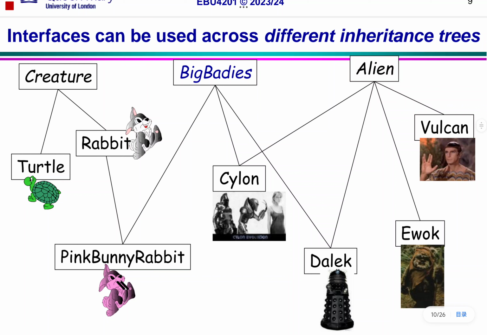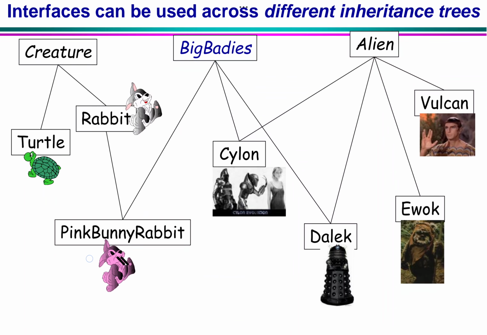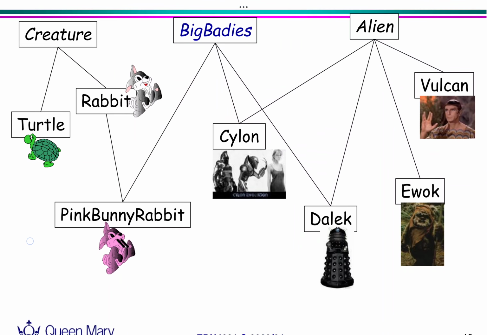Interfaces can be used across different inheritance trees. Creature, rabbit, bigbodies, colon, darken. What are they? Alien, evoke, darken.